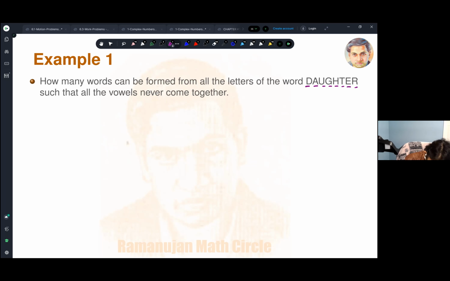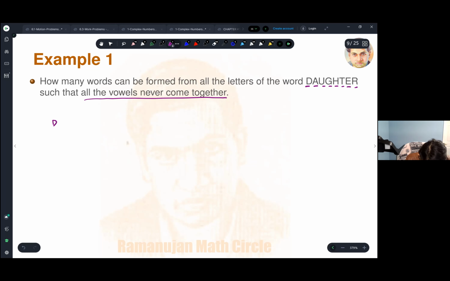And the reason I say that is because it seems too hard to count how the vowels are going to be split apart from each other. But there's definitely a way to count it with the vowels all bunched up together next to each other. So the way we're going to go about it is to find the total possibilities of arranging the letters in the word daughter, and then find the ways that all vowels are bunched up together, such that all of the vowels never come together. So we're going to have that, and then we will subtract.